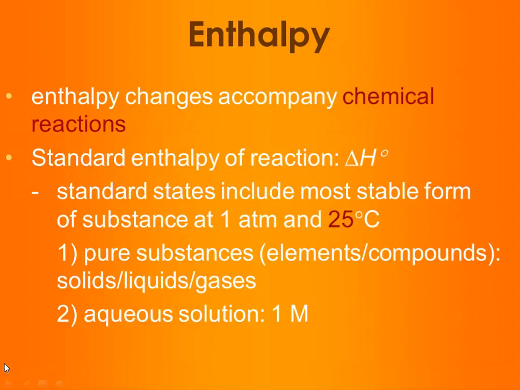given substance. When we're dealing with standard enthalpies, we see that degree sign after the delta H, and that's telling us the most stable form we would find that substance in at a pressure of 1 atmosphere and at 25 degrees Celsius. For the majority of our substances, they're going to be your pure substances. We're going to find them in either solid, liquid, or gas forms. For aqueous solutions, they will have concentrations of 1 molar.